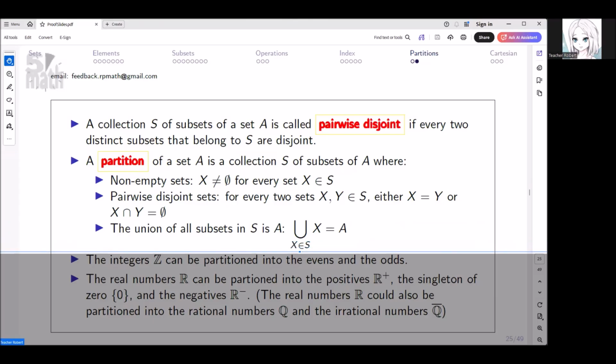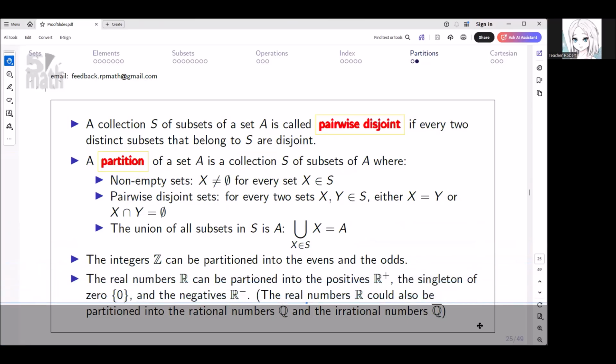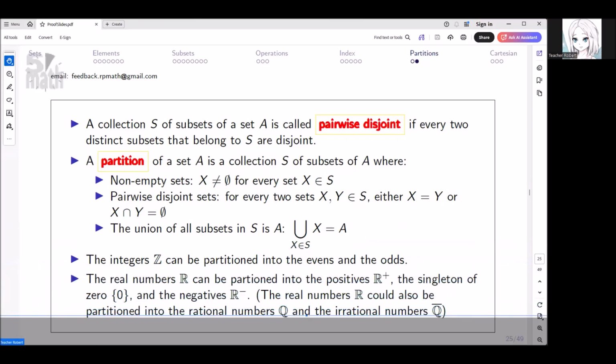Union of all subsets in S is A. Union x element of S, x equals A. The integers can be partitioned into the evens and odds. The real numbers can be partitioned into the positives, the singleton of 0, and the negatives. The real numbers R can also be partitioned into the rational numbers Q and the irrational numbers Q bar.